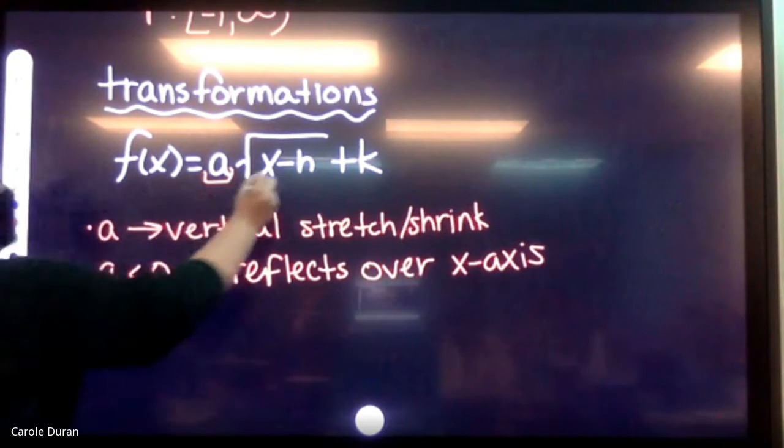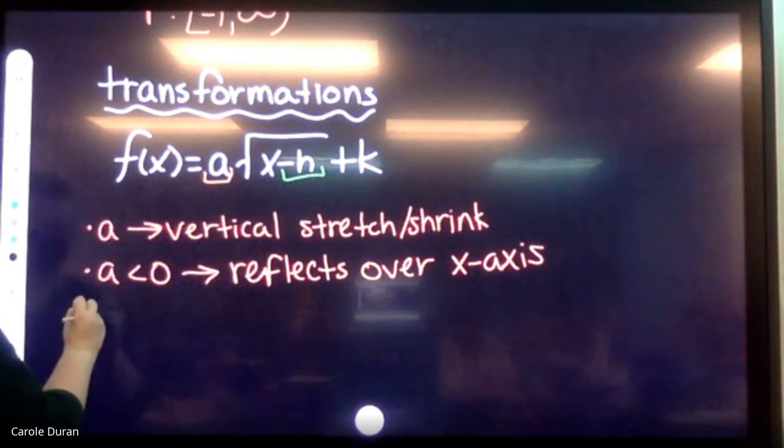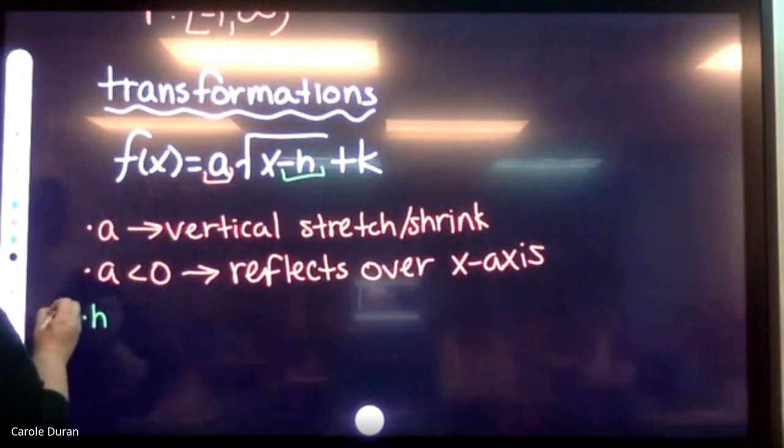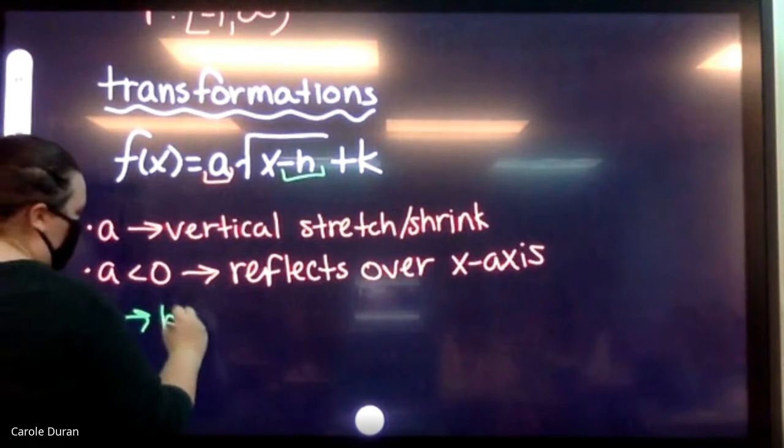Next thing I'm going to identify is my h. So that h value right there is a horizontal shift.